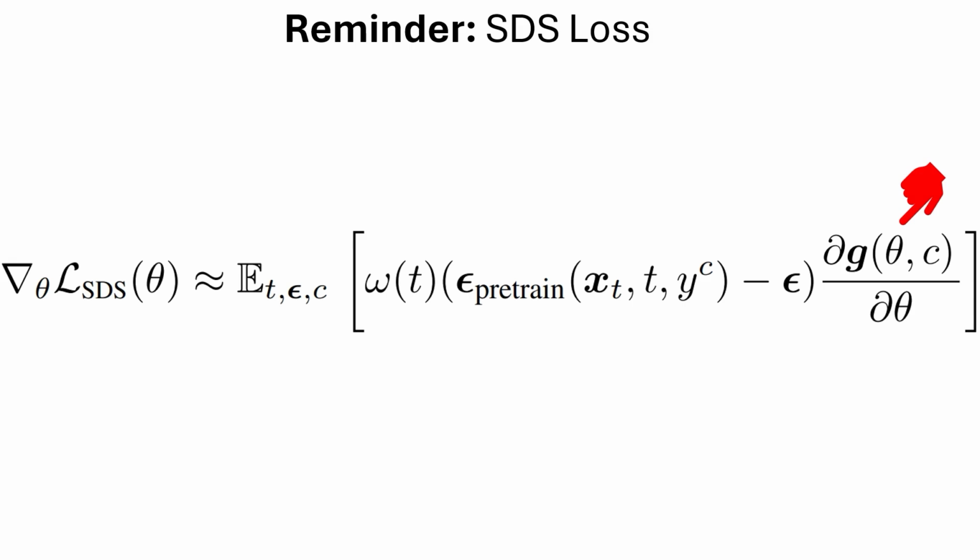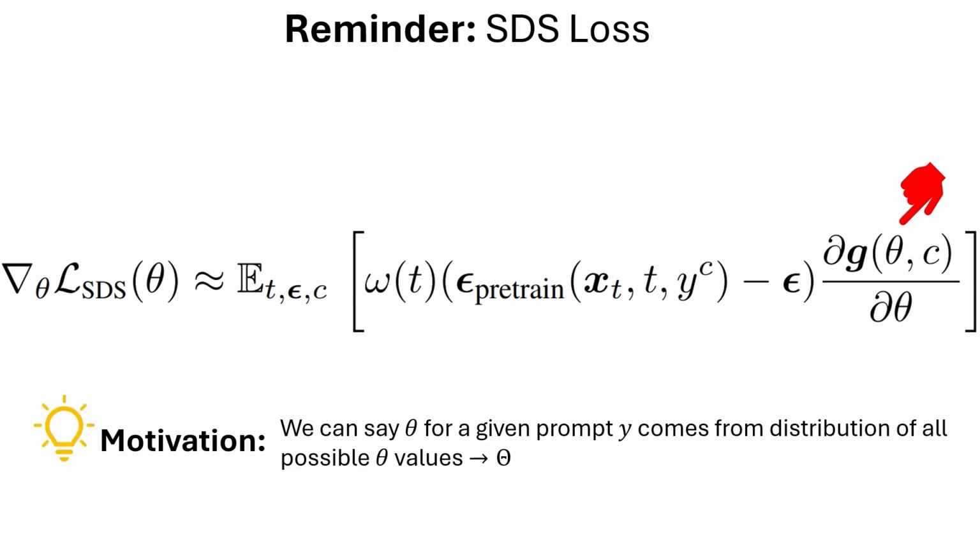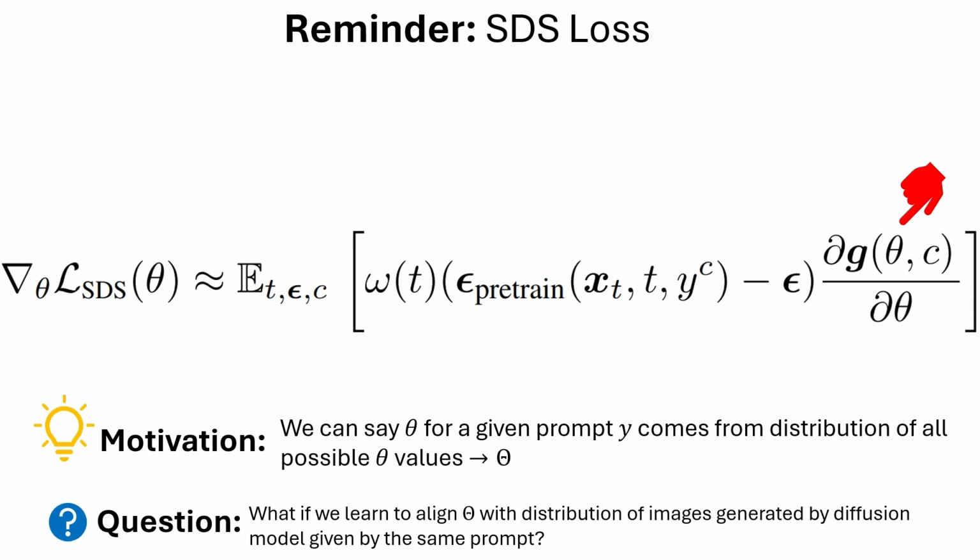However, at the end of this training, which takes around half an hour using one A100 GPU, we only converge to a single theta parameter out of all possible theta parameters that can describe that scene. So here comes the motivation that we can say the theta parameters for a given prompt y come from a distribution of all possible theta values, denoted by big theta. Having this in mind, we can ask the question: what if instead we learn to align the distribution of theta values with the distribution of images generated by the diffusion model given the same prompt?